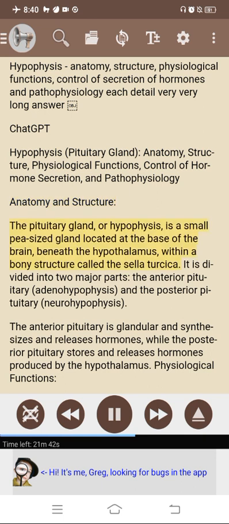Anatomy and structure. The pituitary gland, or hypophysis, is a small pea-sized gland located at the base of the brain, beneath the hypothalamus, within a bony structure called the sella turcica. It is divided into two major parts: the anterior pituitary (adenohypophysis) and the posterior pituitary (neurohypophysis). The anterior pituitary is glandular and synthesizes and releases hormones, while the posterior pituitary stores and releases hormones produced by the hypothalamus.